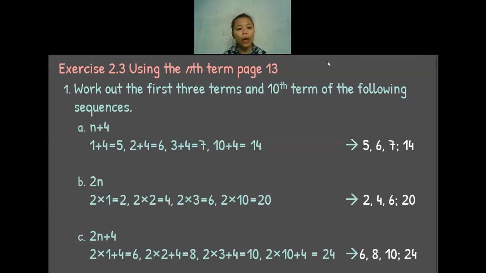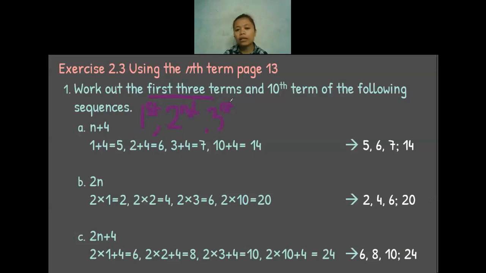Now for question 1, work out the first 3 terms. It says first 3 terms. If first 3 terms, it means there will be 3 terms: the first, the second, and also the third. That's why later we will be replacing the letter n with number 1, number 2, and number 3, because we have to find the first 3 terms.